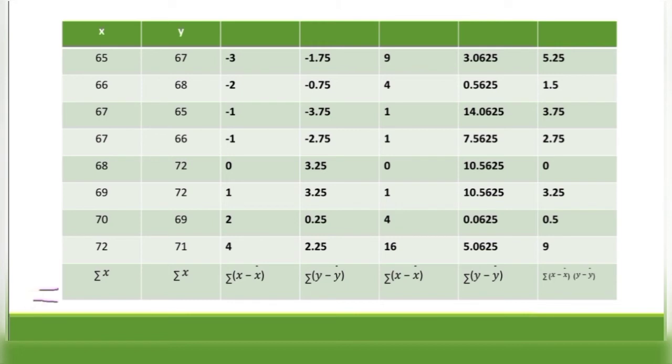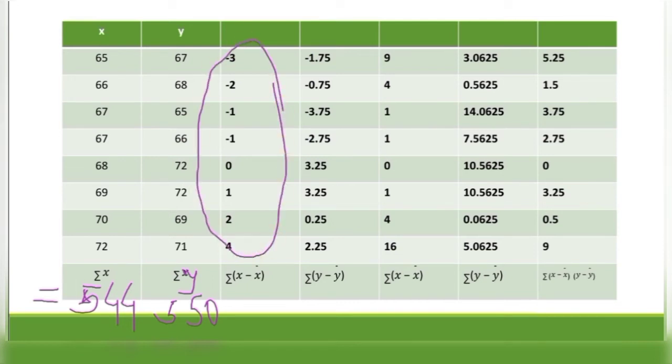Next, we'll have to find out sigma x, which we have already found out, which was 544. Then we had also found out sigma y, which was 550. Find out sigma x minus x bar. Just add these values. So on adding these, we get 0. Next is to find out sigma y minus y bar. So adding these values, we get 0.